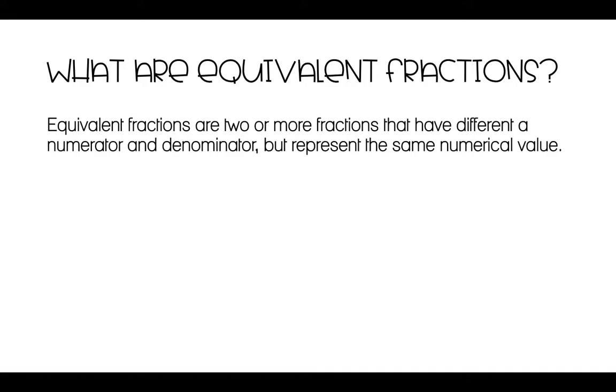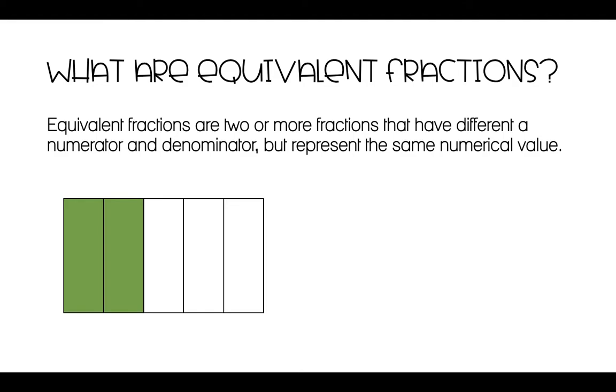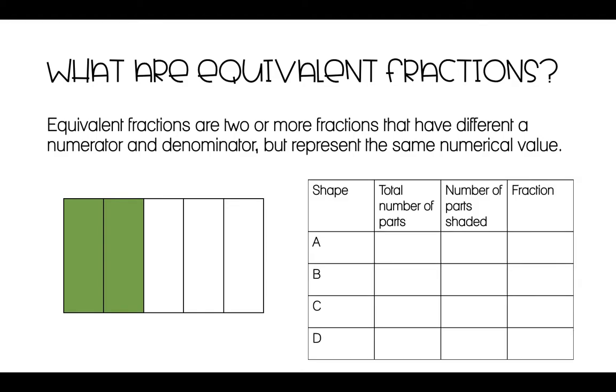Well, these are two or more fractions that have different numerators and denominators, but they represent the same numerical value. So they look different, but if we were to color in or shade that much of a certain shape, it would still represent the same amount. So we're going to do some examples to make this a bit easier, but we'll look at this one first, okay? We've got this little table over here, and you've got this in your sheet. You do have an extra column for diagram, and that's where you can draw these little shaded diagrams.